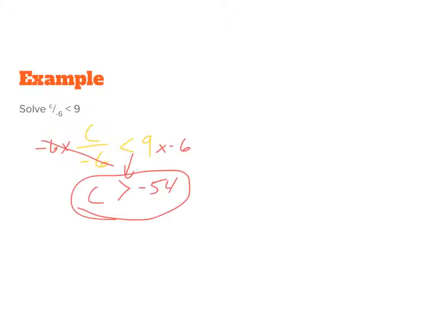Since c is being divided by a negative 6, you need to multiply by negative 6 to get rid of it. If you multiply the left by negative 6, you have to multiply the right by negative 6 as well. On the left, the negative 6's cancel out, leaving just c. My inequality started out as less than. We need to flip it to be a greater than since we multiplied by a negative. And then on the right, 9 times negative 6 is negative 54. So my final answer is c is greater than negative 54.